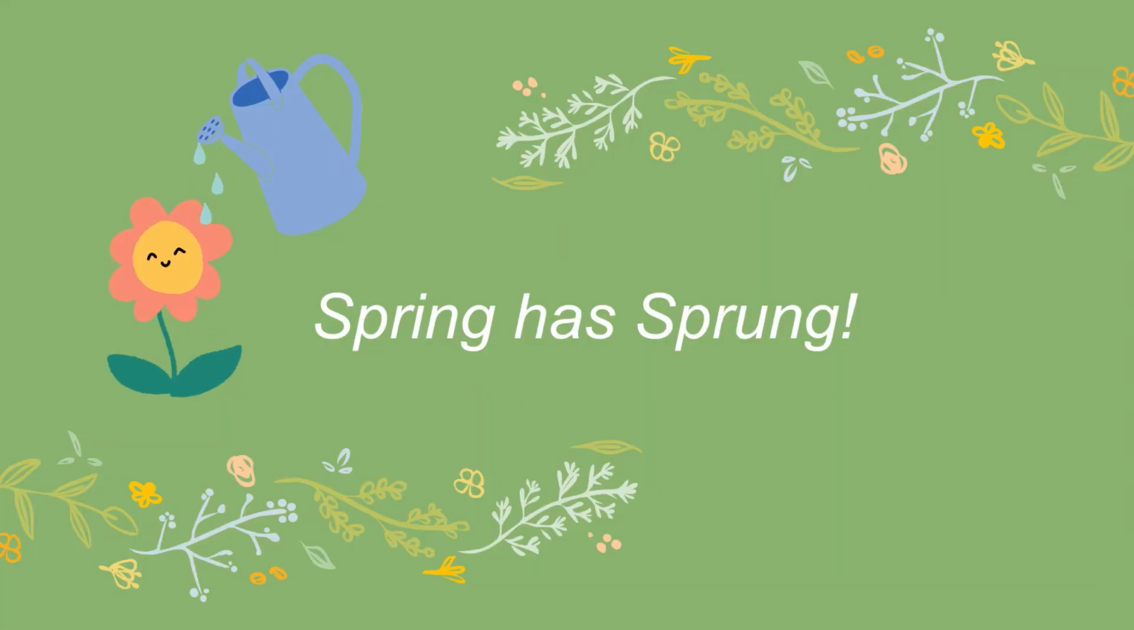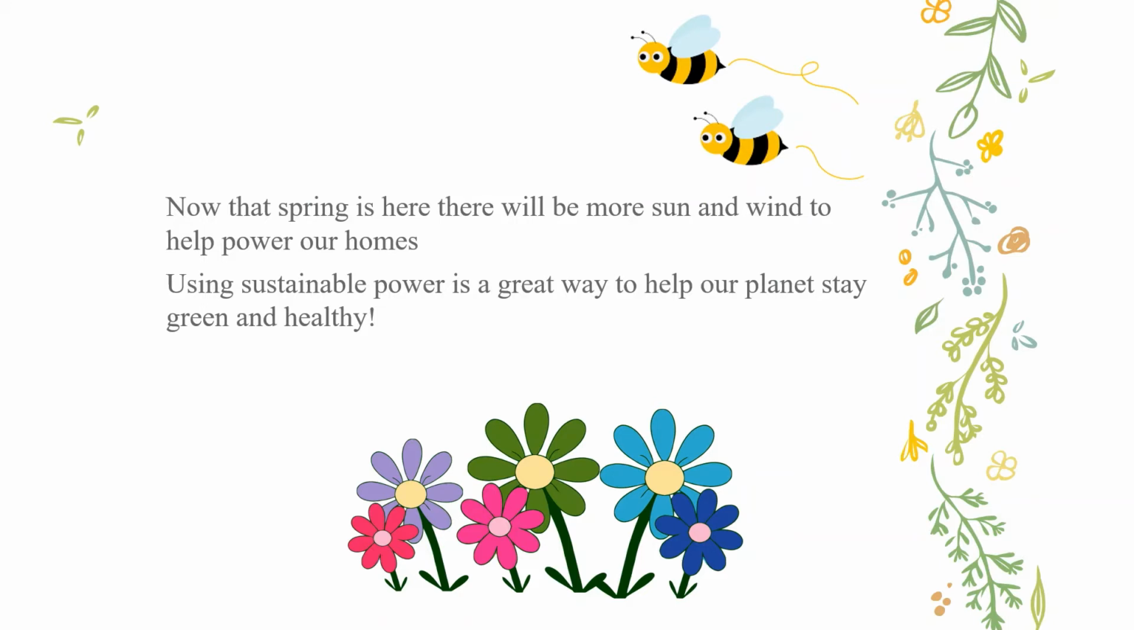Spring has sprung. Now that spring is here, there will be more sun and wind to help power our homes. Using sustainable power is a great way to help our planet stay green and healthy. So on your circuit, to make it spring themed, you can draw flowers on your aluminum foil wires or decorate it with anything you'd like. Hope you have fun!